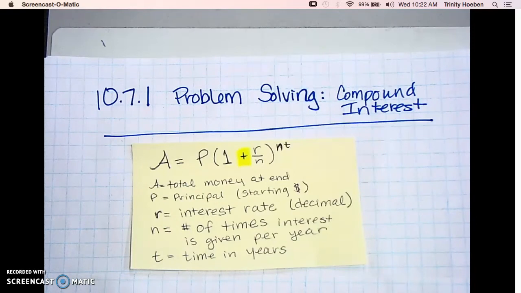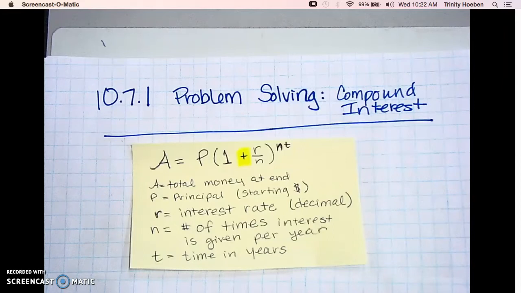The A is going to be the total amount of money at the end. That's usually what you're solving for. But when you get into some of the more complicated ones, they're going to give you the total amount, and you're going to either find the interest rate or the number of years, that kind of thing. The P is going to be the principal. Principal stands for the starting amount of money or the starting value.